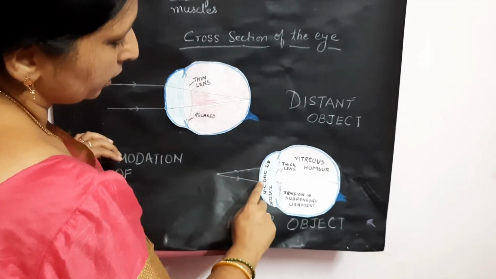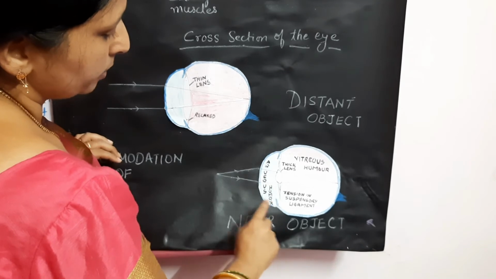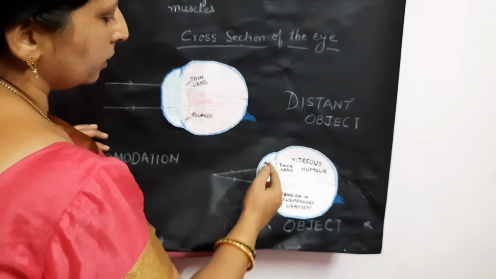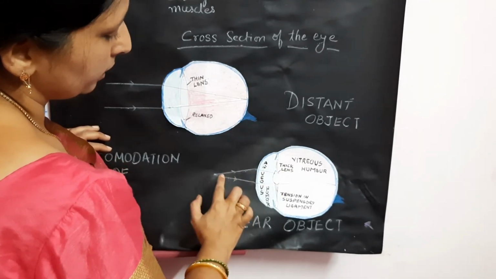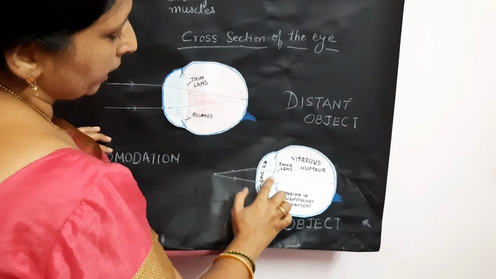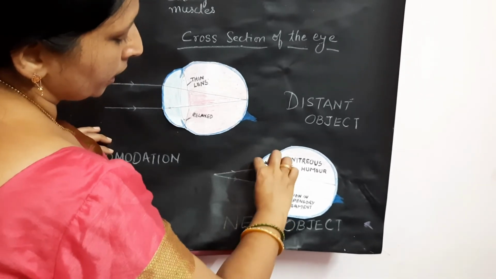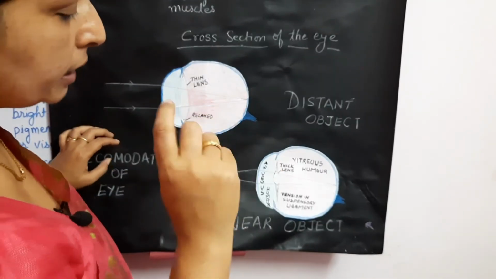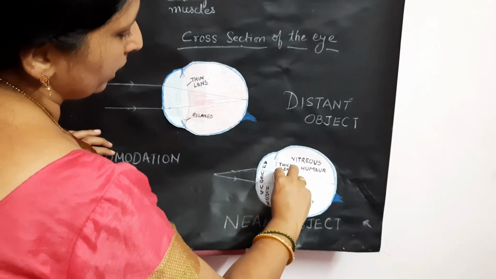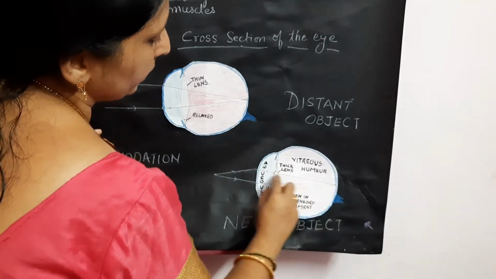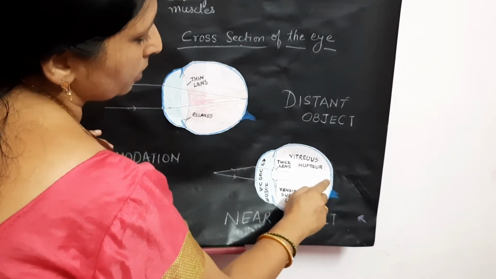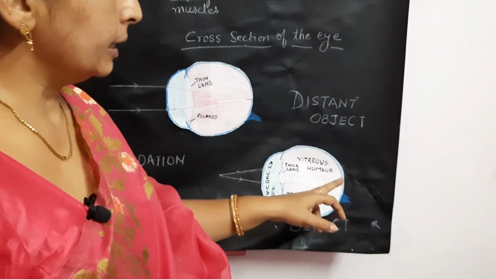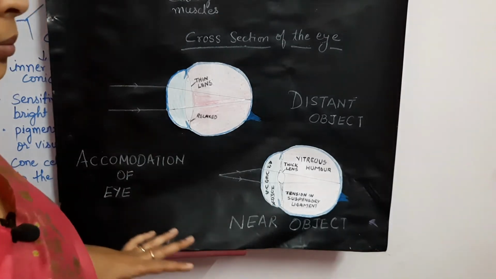From here, light rays enter through all the transparent structures, that is the conjunctiva, cornea, then the iris, and through the aqueous humour, it enters into the lens, from where it starts converging. All these transparent structures help in converging the light rays, and the lens converges it more, and after converging it forms an image at the retina. The image formed is a real and inverted image. So this is about the accommodation of the eye.